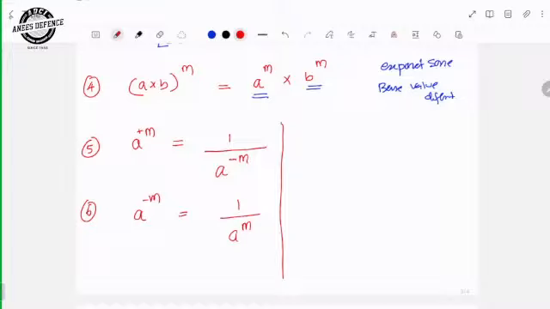Related to the fourth property, another property you can write. Here we used multiplication; the same thing we can use with division also. a by b raised to m is equal to a by b where the exponent is common for both a and b, and it can be individually distributed to both. So that can be written as a raised to m by b raised to m. Then another one.